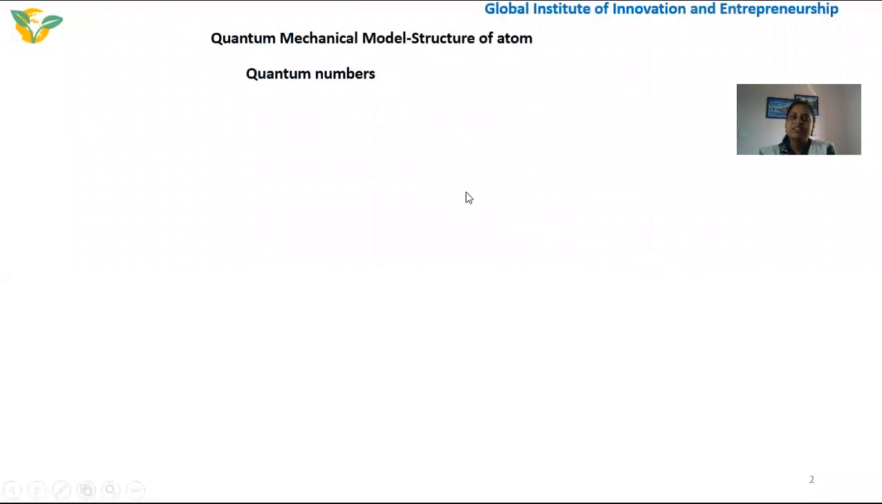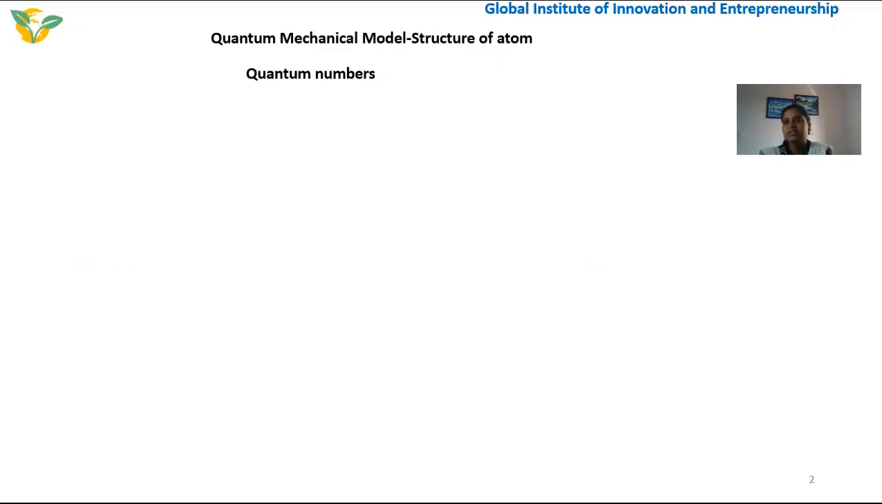Today I will discuss the quantum mechanical model for the structure of the atom. According to the quantum mechanical model, the location of an electron in an atom is uncertain and it can be described by the probability of finding it in a certain position. So here comes the concept of orbital.